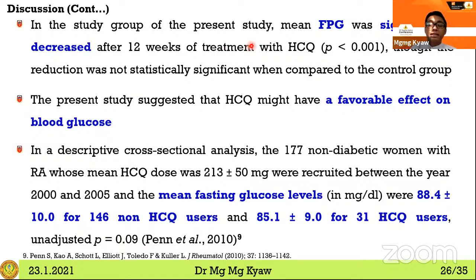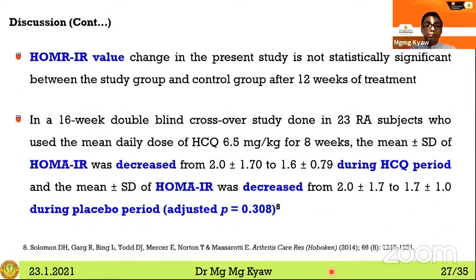In the study group of the present study, mean fasting plasma glucose was significantly decreased after 12-week treatment with hydroxychloroquine, though the reduction was not statistically significant when compared to the control group. Therefore, the present study suggested that hydroxychloroquine might have a favorable effect on blood glucose. This finding is similar to the study done by Pan et al. In 2010, Pan et al. performed a cross-sectional analysis in 177 non-diabetic women with RA, in which mean fasting glucose levels were 88.4 for non-HCQ users and 85.1 for HCQ users.